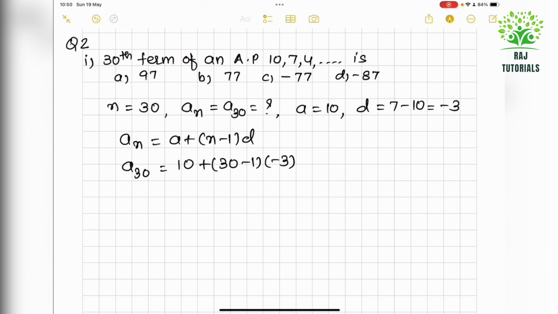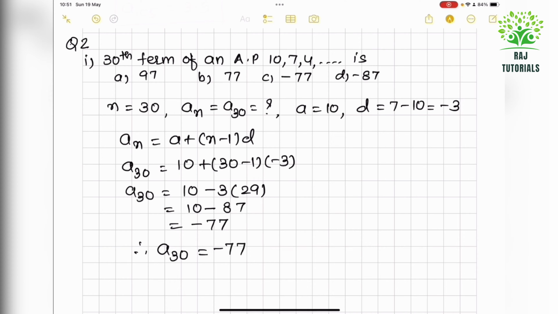d is minus 3. So A30 will be 10 minus 3 into 29, which is 87. So 10 minus 87 will be minus 77. Therefore A30 is minus 77, which is the correct option. So my correct option is C.